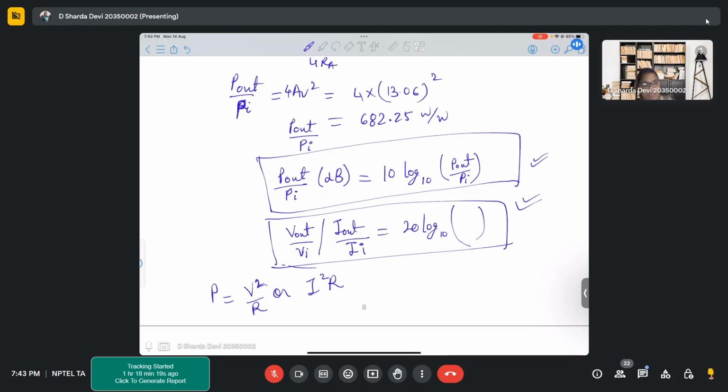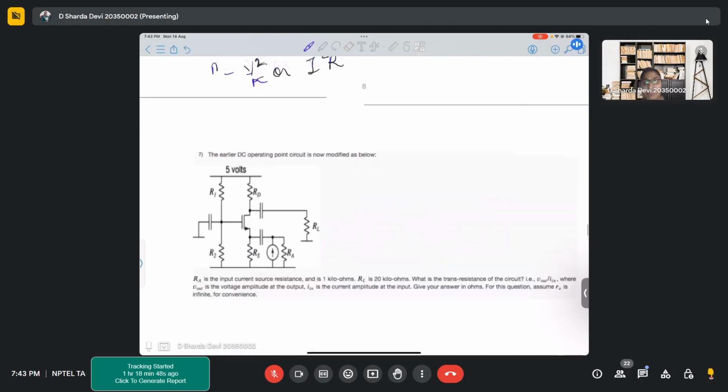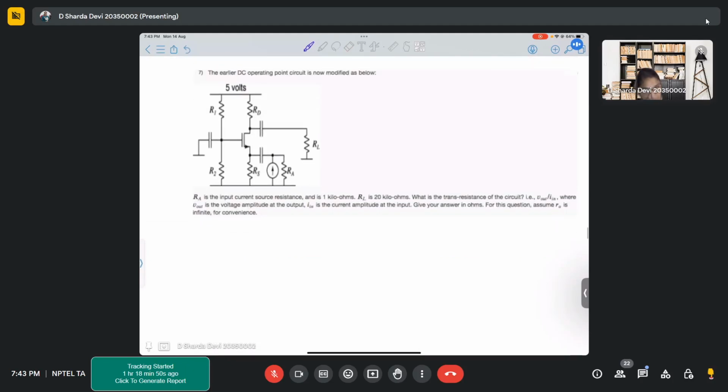So we can simply put the value in, and we will get it as, how much? 28.34 dBs. So this is the value that we'll get. Clear? Any doubts? Okay, hope there are no doubts, and moving ahead with the next problem.